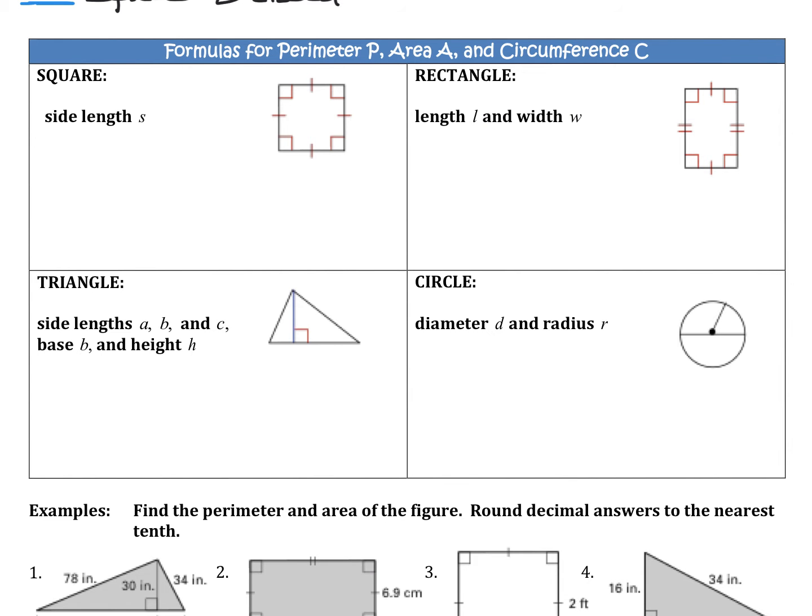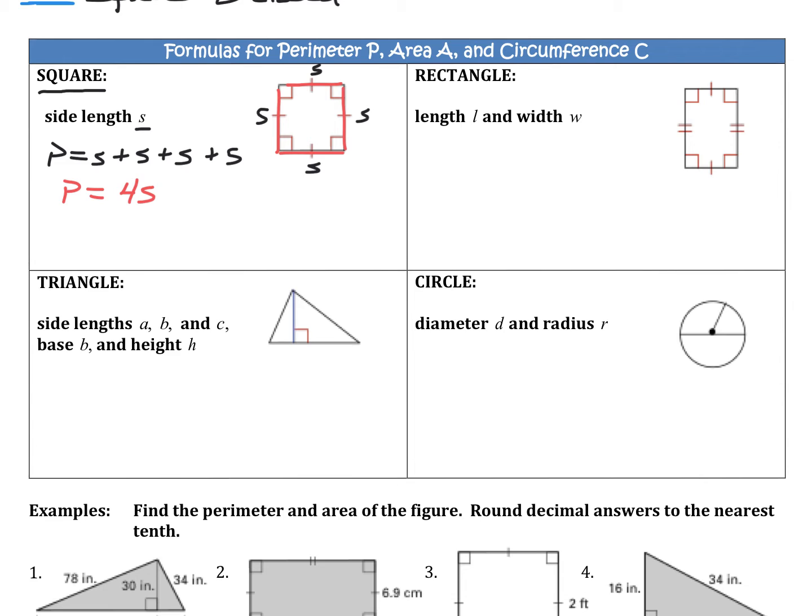So now let's take a look at our formulas for perimeter, area, and circumference, starting with the square. So I'm given a square, all my side lengths are S. Now what we said earlier, in order to find my perimeter, it's going to be the total or the sum of all my sides together. So in this case, to calculate my perimeter, it's going to be side plus side plus side plus side. So add up all four sides together. Now we can definitely simplify that and say that our perimeter is just going to be 4 times whatever my side length is.